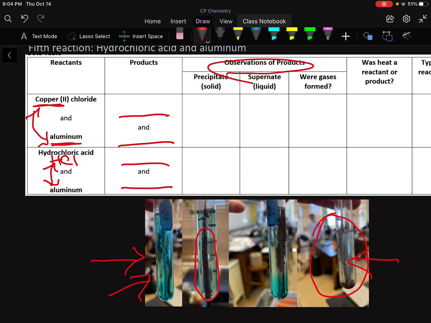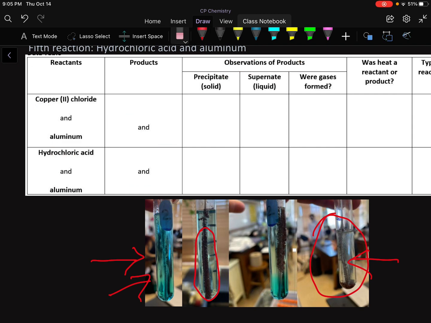And were gases formed? Which one of these two reactions did the gas actually form? Because both of them were happening at the same time, but that doesn't mean both of them created the gas. Okay, and then of course you would do, was heat a reactant or product, and the type of reaction. Okay, I hope that helps kind of bring together this lab for anybody and help you answer those analysis questions.